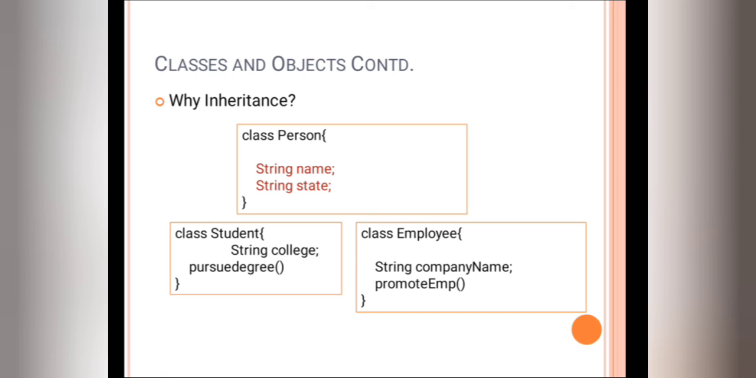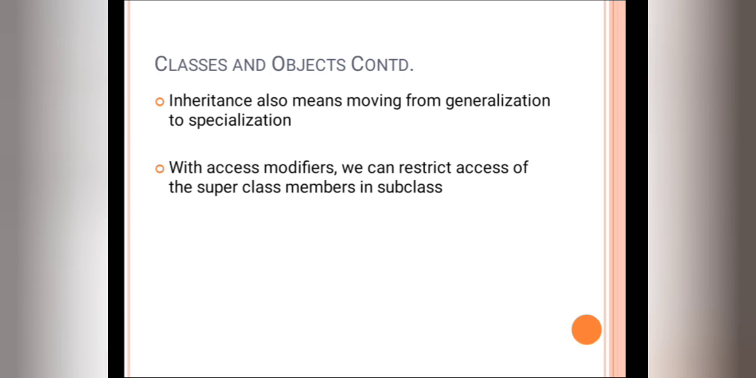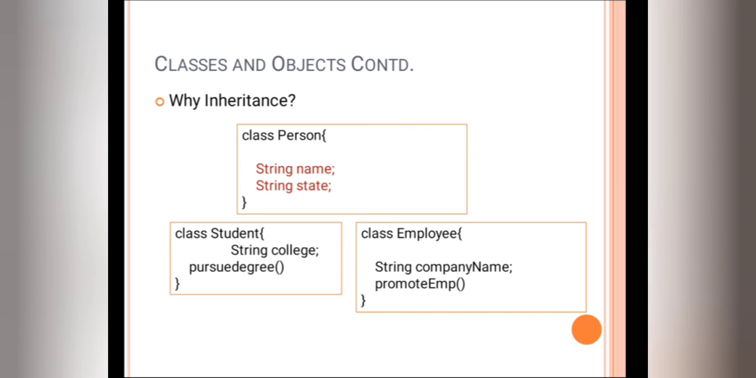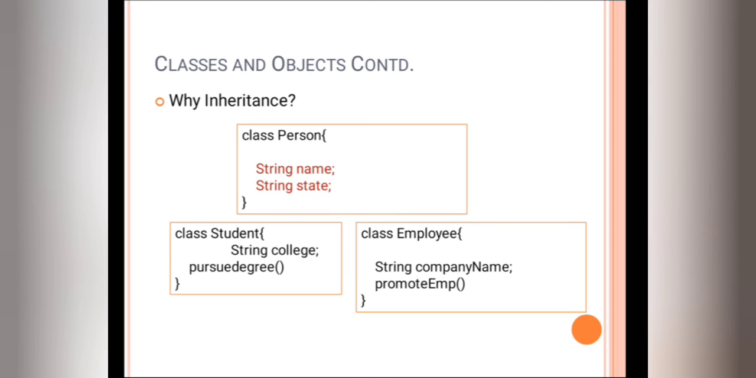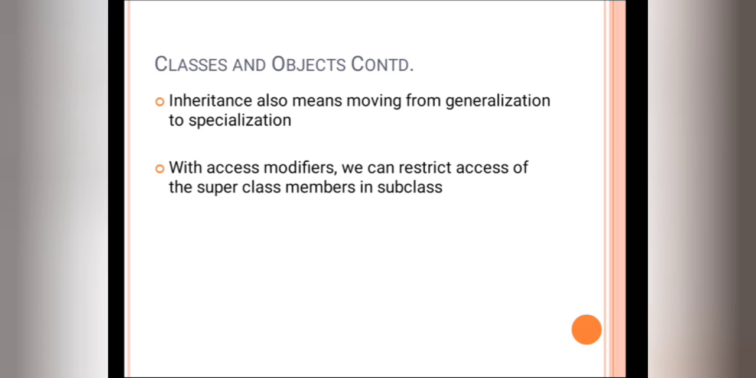So I think you have understood what inheritance is. We will move forward. Inheritance also means moving from generalization to specialization, as we have seen in the example. This is the general description, and this is the special description.